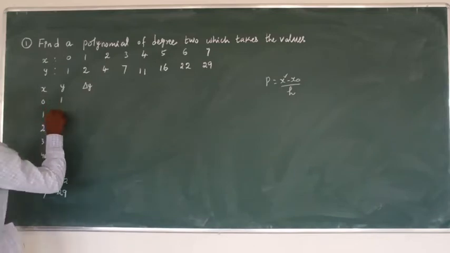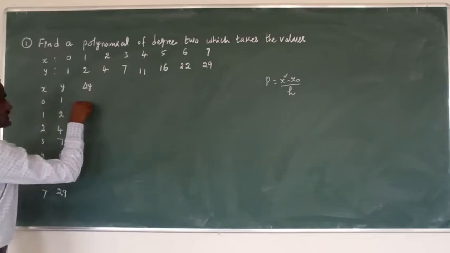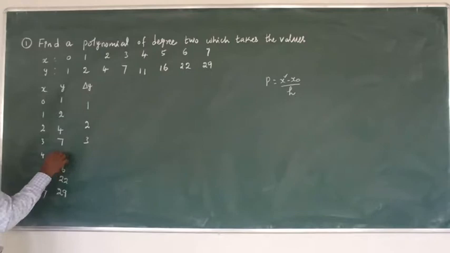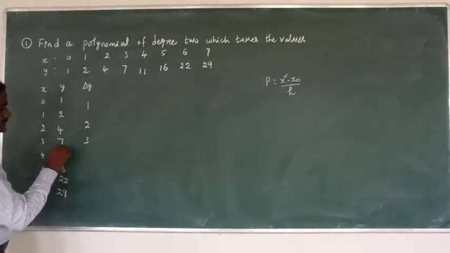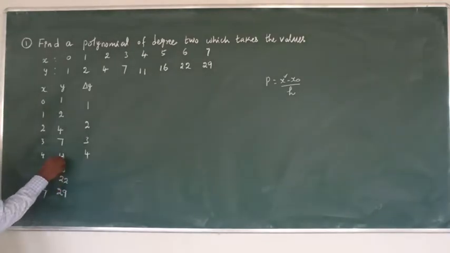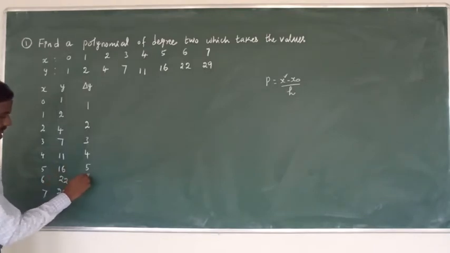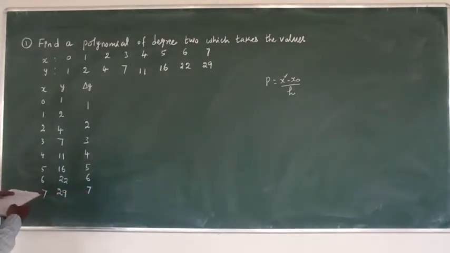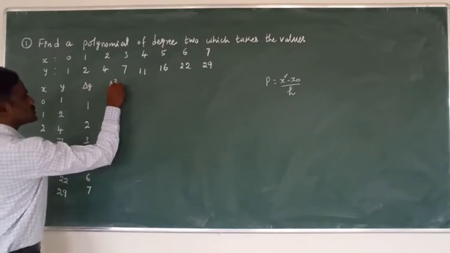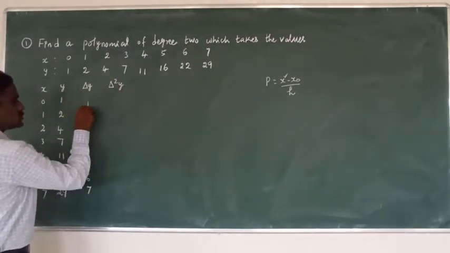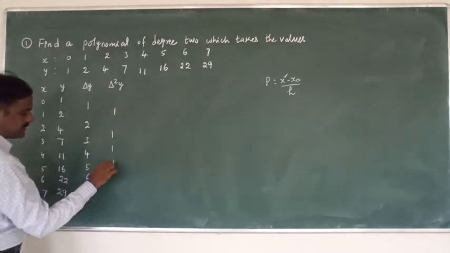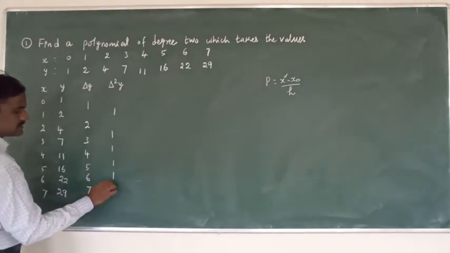The differences between these values: 2 minus 1, result is 1; 4 minus 2, result 2; 7 minus 4, 3; 11 minus 7, 4; 16 minus 11, 5; 22 minus 16, 6; 29 minus 22, difference 7. Next, delta square of y: 2 minus 1, 1; 3 minus 2, 1; 4 minus 3, 1; 5 minus 4, 1; 6 minus 5, 1; 7 minus 6, 1.